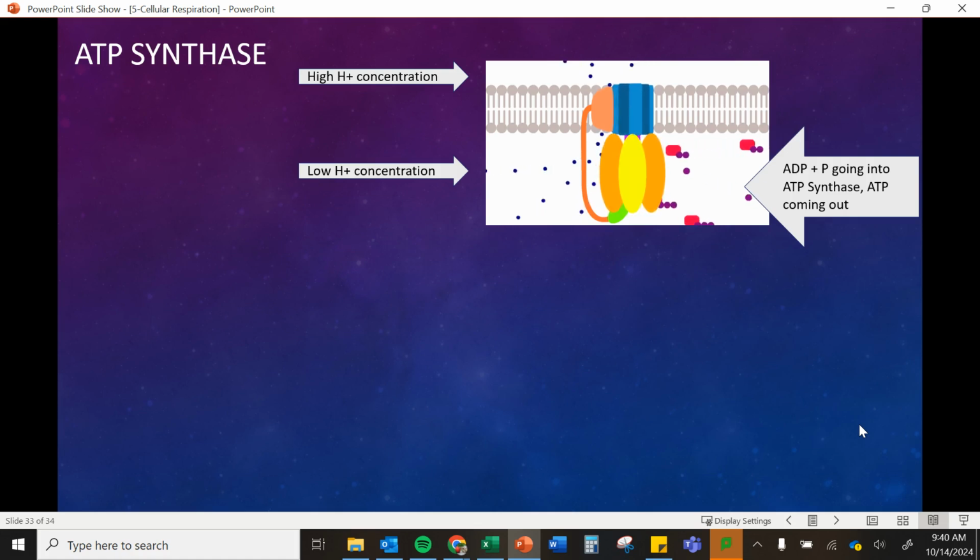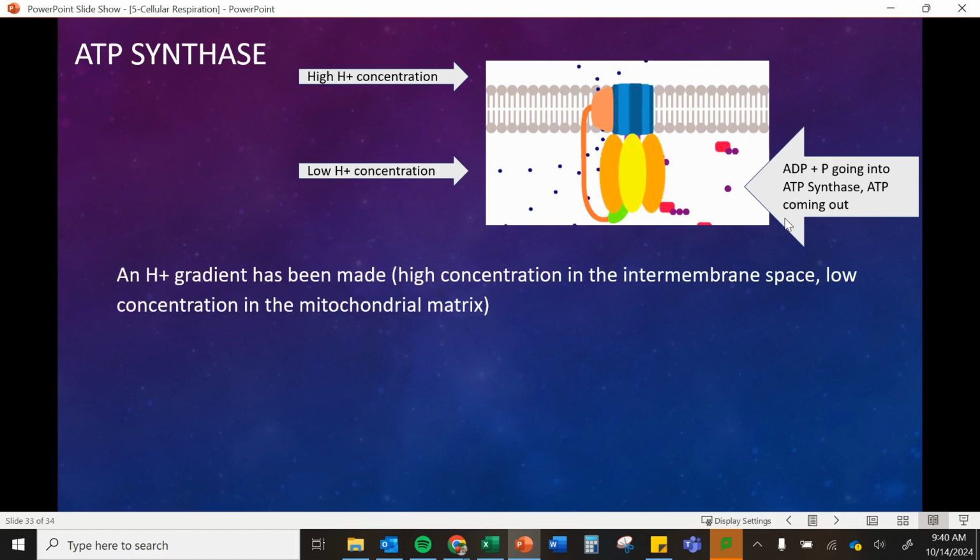Okay, a little bit about ATP synthase. Remember, those hydrogens are going to go from high concentration to low concentration. That's in the form of diffusion. So it's a passive transport at this point. And when it does that, it's going to smash an ADP with a phosphate together to make ATP, and then we have ATP being produced.